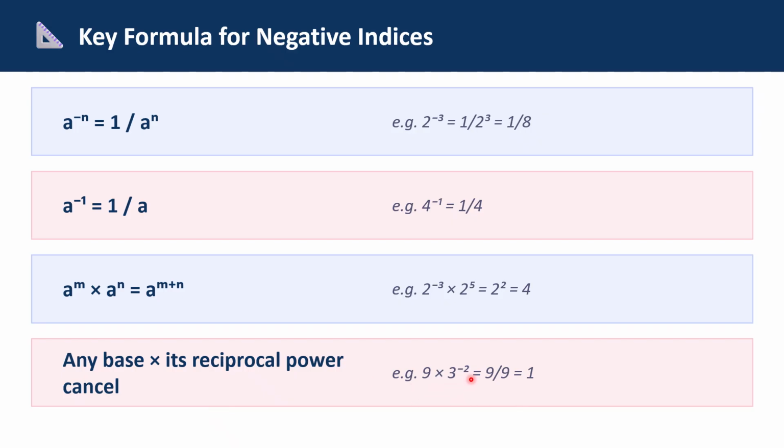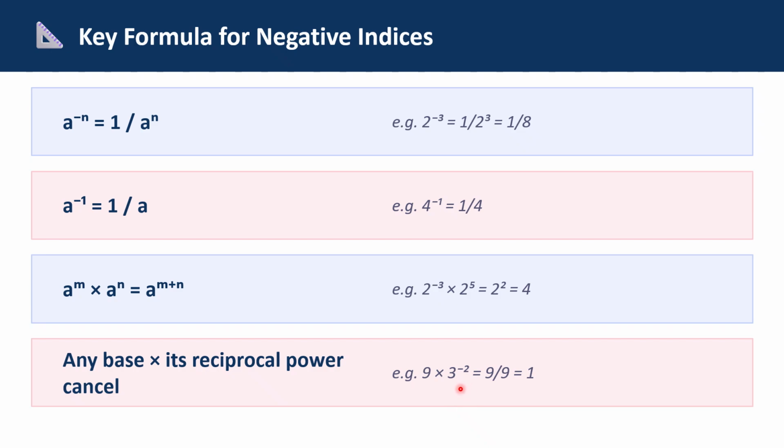9 into 3 power minus 2. So 9, how can we write? It's 3 power 2. So 3 power 2, the reciprocal of 3 power 2 is 3 power minus 2, right? So a power minus n, what is the reciprocal? That is 1 by a power n. Same way, 3 power 2, what would be the reciprocal? That is 3 power minus 2.